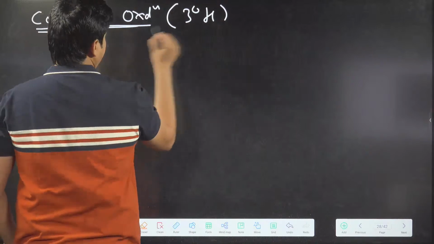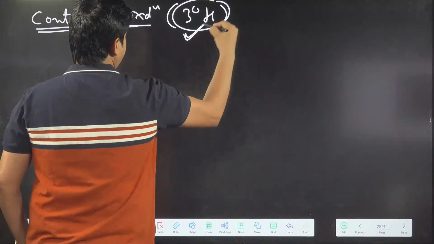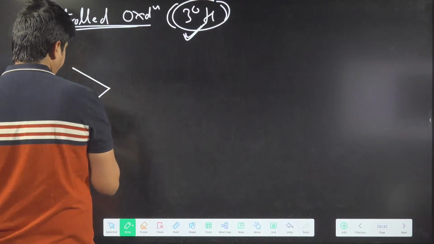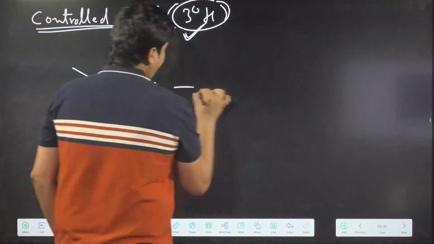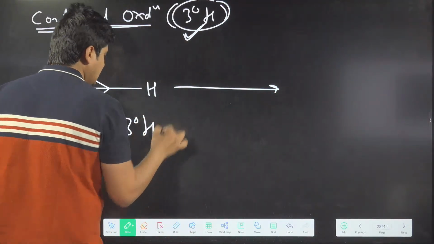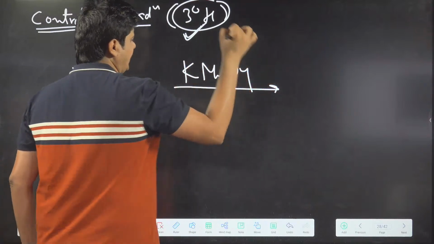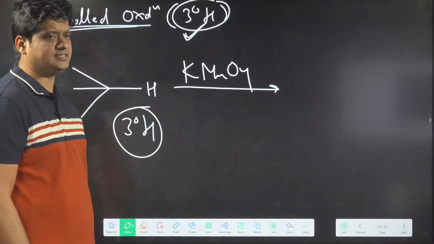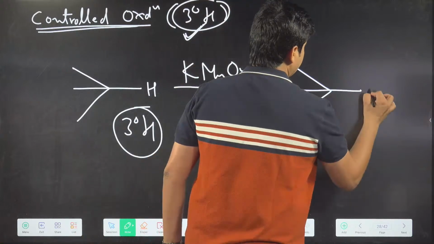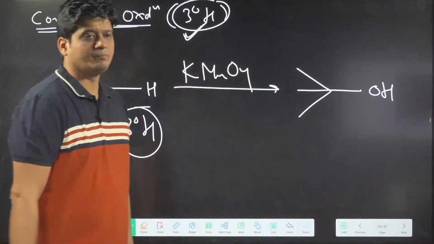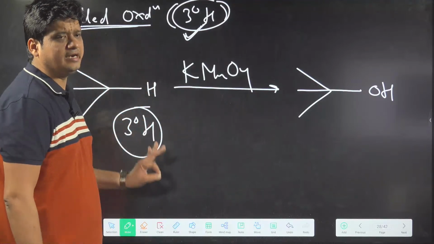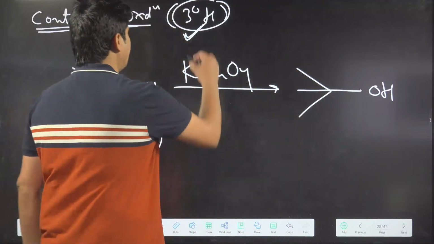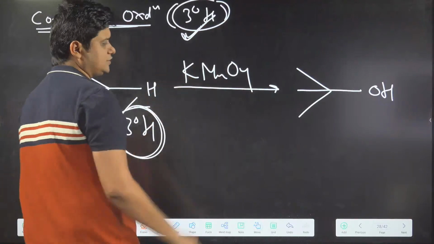Now controlled oxidation. In this case, one important case is oxidation of 3 degree hydrogen of alkane. You must know one thing. In case of alkane, if we have 3 degree hydrogen, that can be oxidized by strong oxidizing agents, for example KMnO4. 3 degree hydrogen can be oxidized by strong oxidizing agent and it is oxidized into alcohol. This is oxidation of 3 degree hydrogen of alkane. This is for alkane. Is it okay or not?